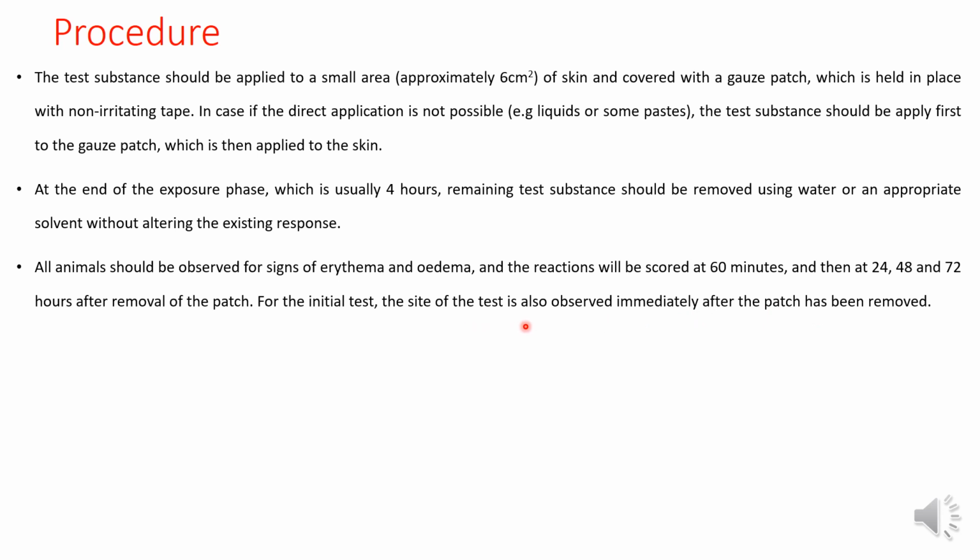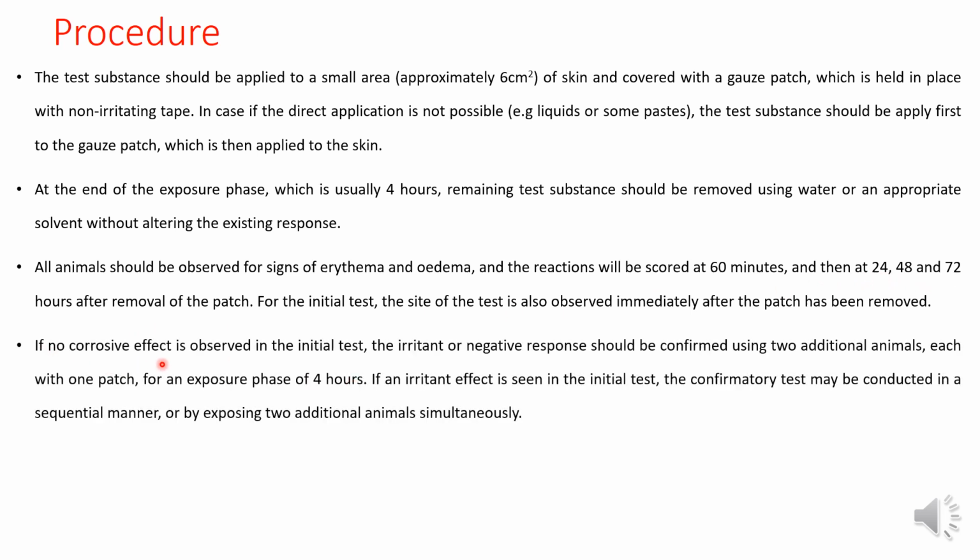So what we'll do, we will apply the patch, we will keep it for 4 hours. After 4 hours, we will wash it off and then immediately we'll see what the result is. So that is called the initial test. And then further we will check the effect of the drug on the skin at 60 minutes, 24, 48 and 72 hours. Now, if no corrosion effect is observed in the initial test, suppose in the initial test we did not get any response, the irritant or the negative response should be confirmed using 2 additional animals.